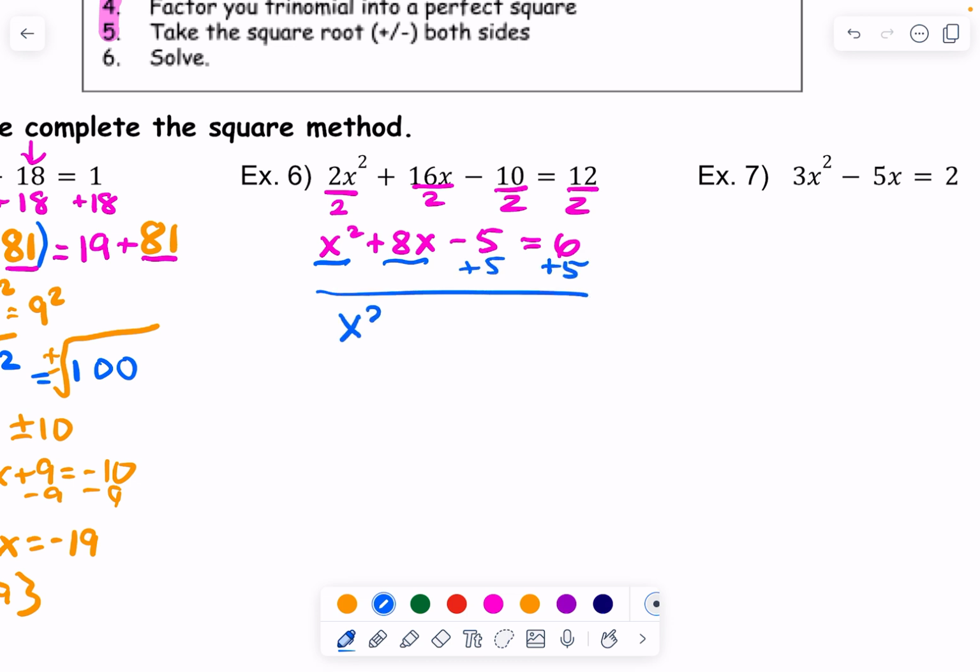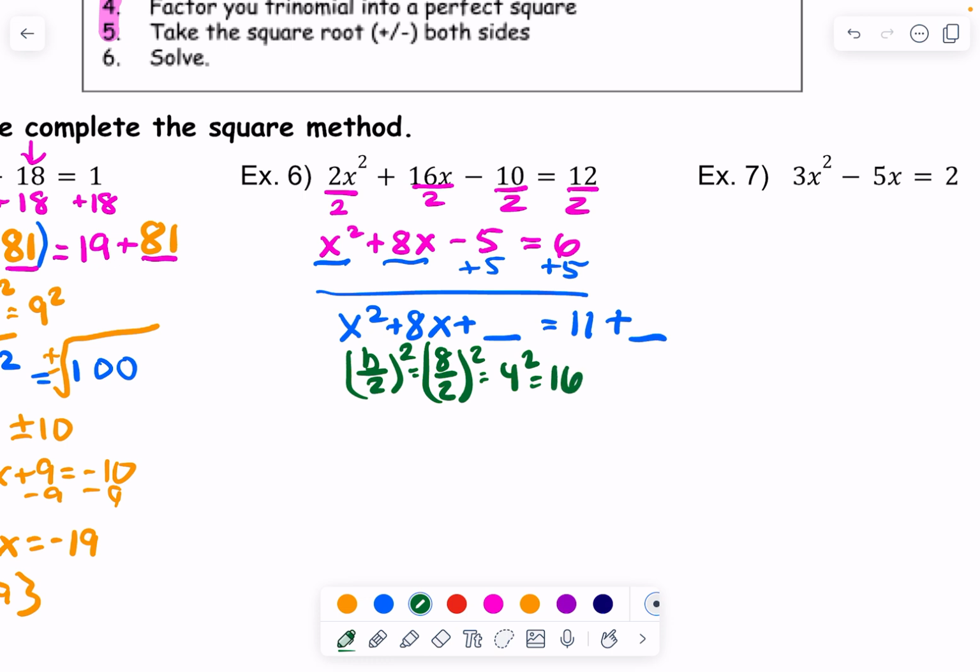And then we're going to set ourselves up to complete the square, or make a perfect square. But whatever we add to one side, we must add to the other. All right, so we're going to take our b over 2 and square it. So that's 8 over 2 squared. So this is 4 squared, or 16.